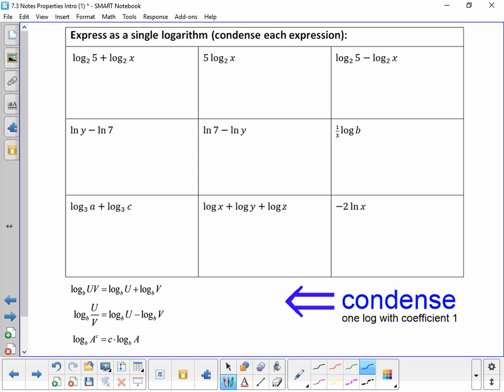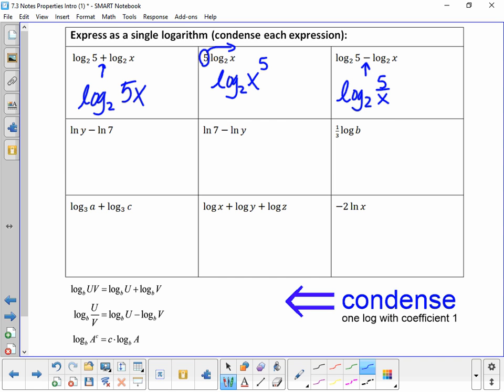So here we have a log plus a log. So it's going to be the log base 2, of course, of 5x. Multiply that 5 and that x together. We're going to condense this, and when we condense, if we have those coefficients, we want that to become a power. Log base 2 of x to the 5th power. And this last one on the top row is subtraction. Subtraction of two logs becomes the log of a quotient. So it's the log base 2 of 5 over x. If you want, you can put parentheses around that, or you don't have to. Either way, whichever one looks the best to you.